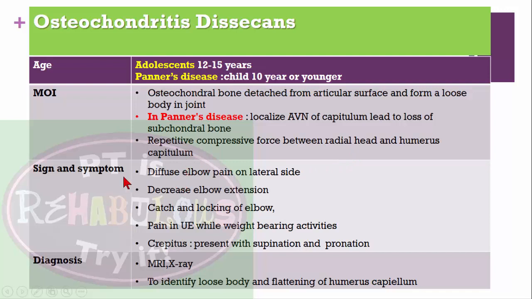Signs and symptoms: the patient has diffuse pain on the lateral aspect of the elbow. Extension is decreased, and catching and locking of the elbow is there. There is pain in the upper extremity during weight-bearing activities like lifting something, or when doing elbow extension exercises, so that causes them pain. Crepitus is present in supination and pronation. MRI and X-ray can help us with diagnosis to identify loose bodies and flattening of the humeral capitulum.